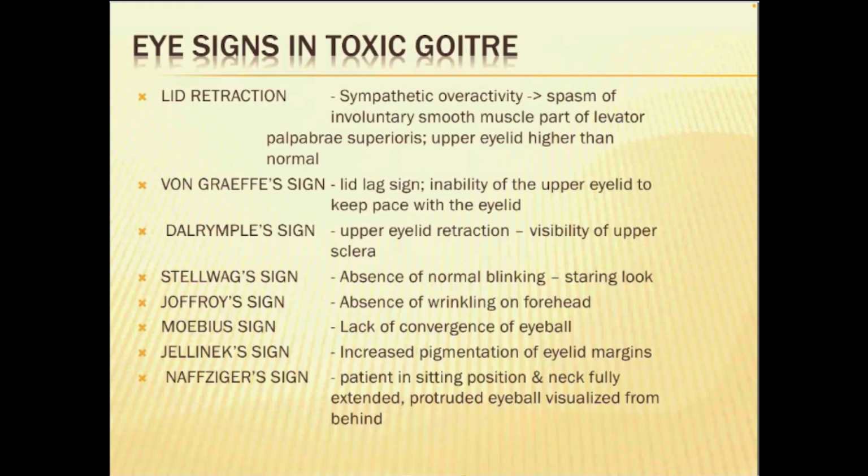And Knies sign. Here, the patient is asked to sit with the neck fully extended, and the examiner should look from the chin; the eyeball will be seen protruding out. Okay, the patient will be asked to sit down in a chair and fully hyperextend his neck. So on examining the plane of his face, his eyes will be protruded out.